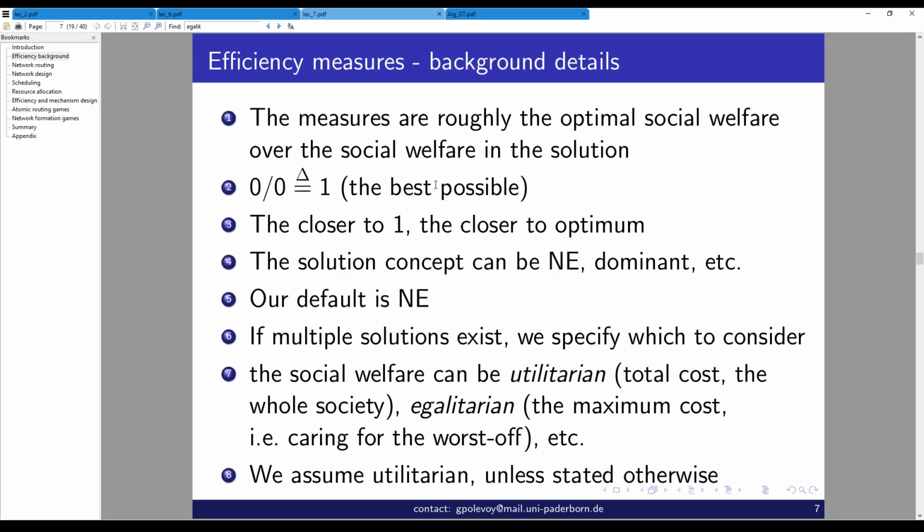So the measures we are looking at, pretty much, they look at the optimum social welfare. Optimum social welfare.